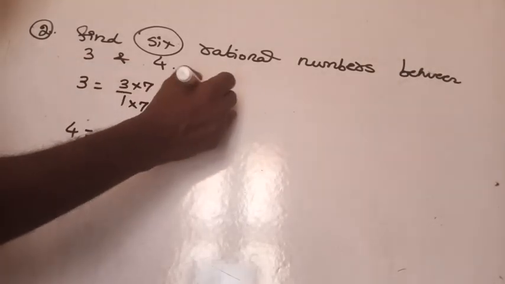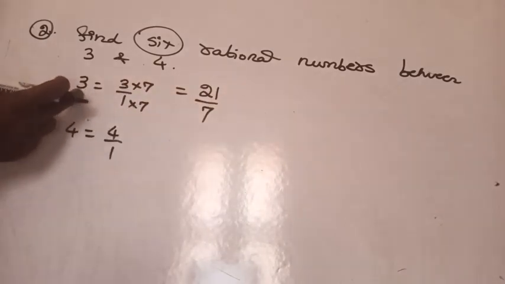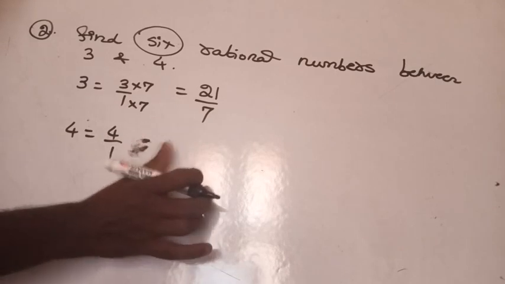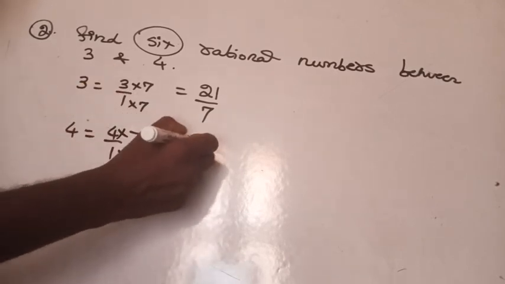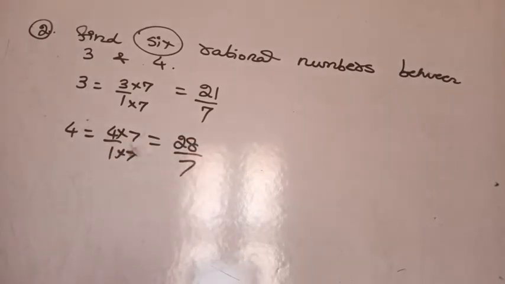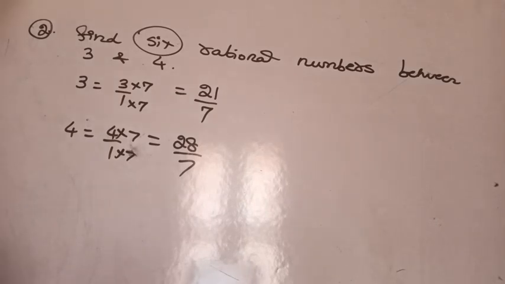Now 3 into 7 is 21, and 1 into 7 is 7. So 21 by 7 is nothing but 3. And 4 into 7 is 28, so 28 by 7 is nothing but 4. Now with 21 by 7 and 28 by 7, we are getting the same denominator, 7. If the given fractions are not like fractions, you have to make them like fractions by taking the LCM. We will do one more question based on that.